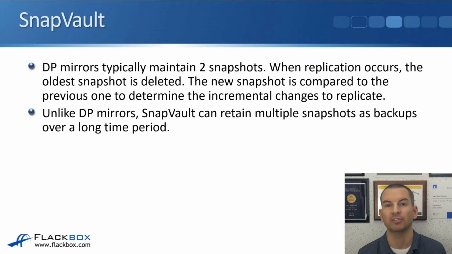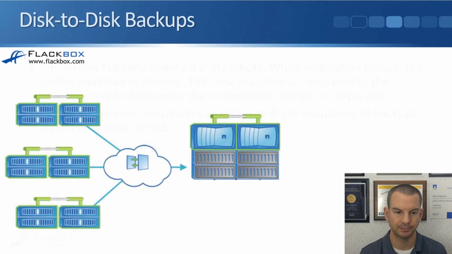But with DP mirrors, you cannot use them as a backup solution because it keeps the destination current with the source. It doesn't have older data there going back in time that you can back up from. Unlike DP mirrors, SnapVault can retain multiple snapshots as backups over a long time period. So DP mirrors is your disaster recovery solution. SnapVault is your backup solution.